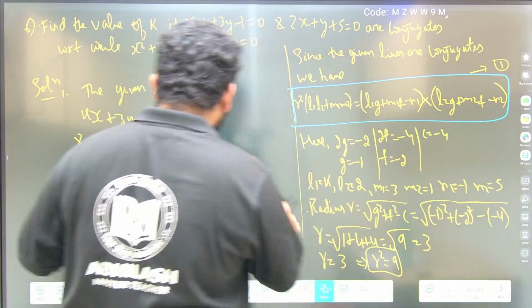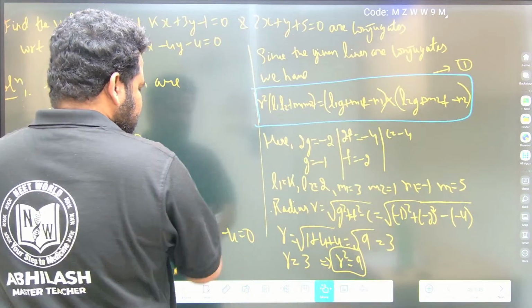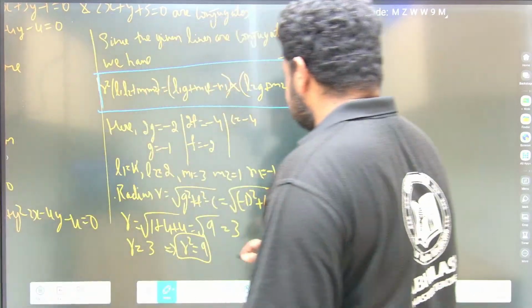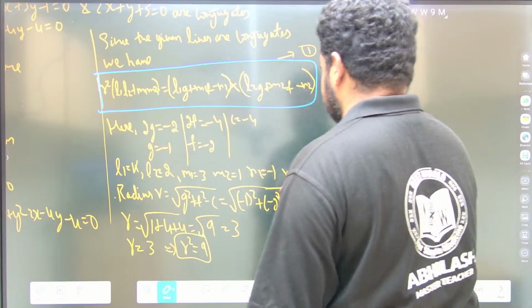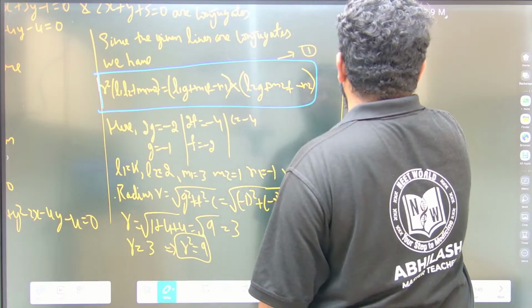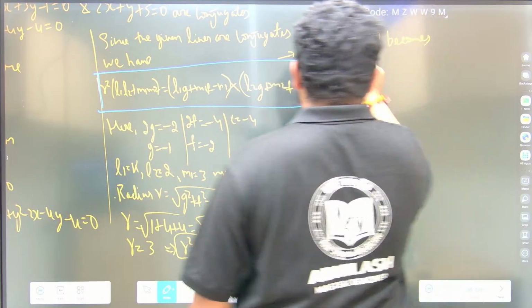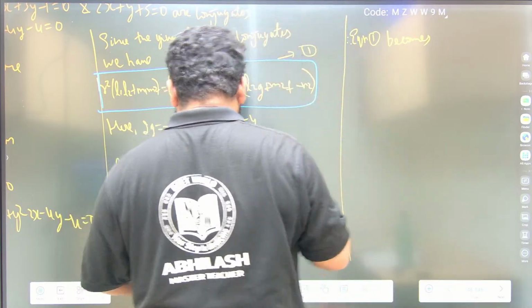Now what we can do to this question? See here. Now we are having R square. Observe carefully. Now R square is equal to 9. Now we have to put the values here. Now equation 1 becomes R square, put the value, that is 9.